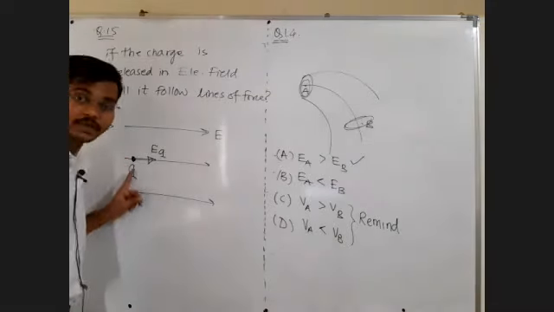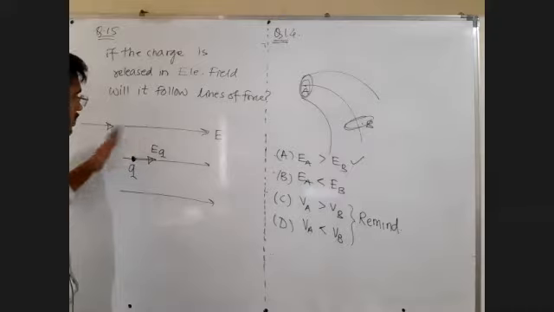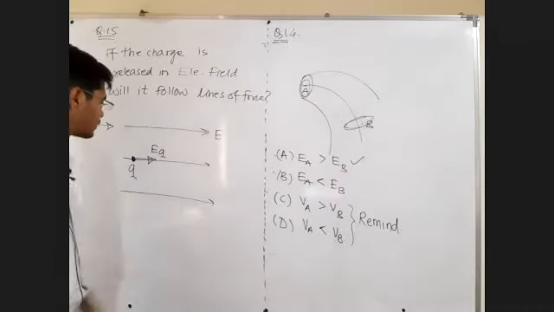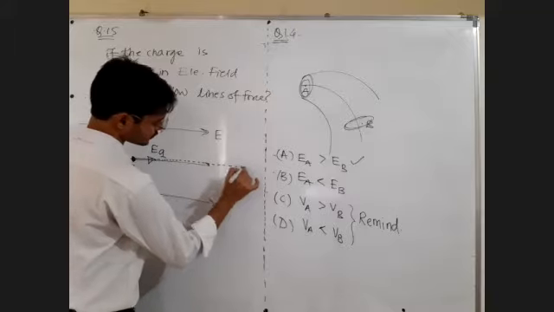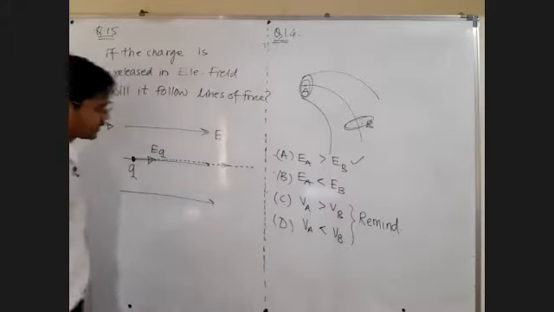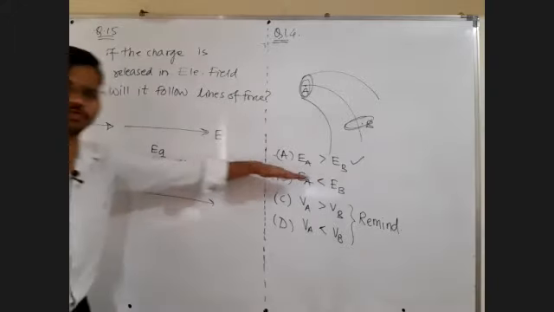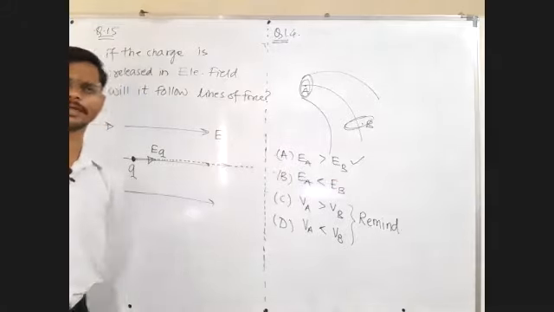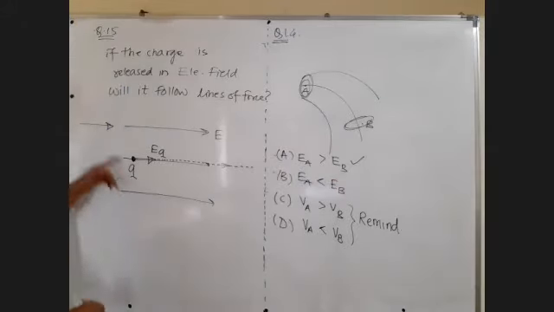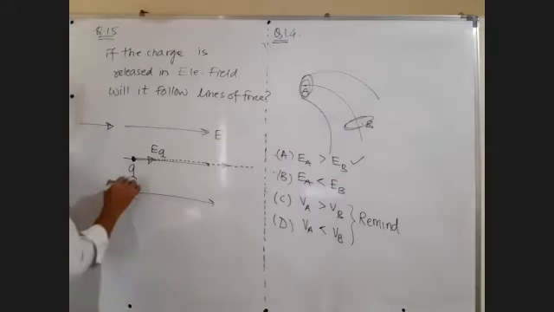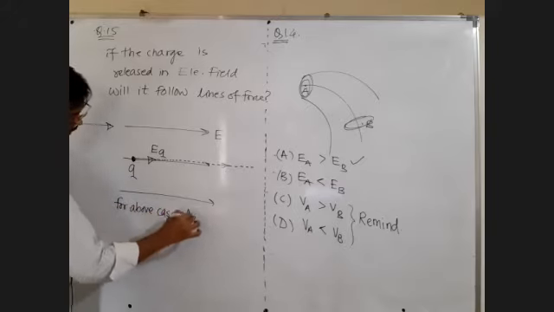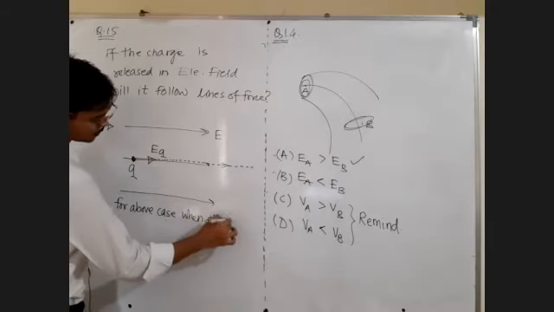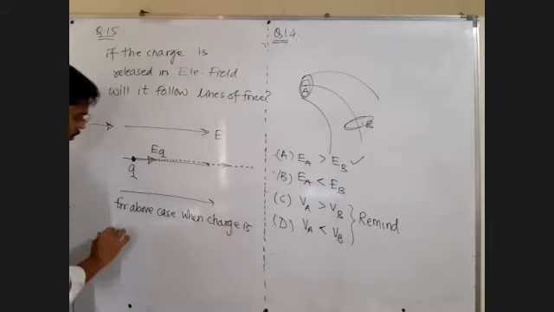So initially the particle was at rest. Now a constant force EQ always acts on it. So it will simply go on accelerating like this. So it will follow the line of force forever and ever. So for the above case, when the charge is released, it will follow the line of force.